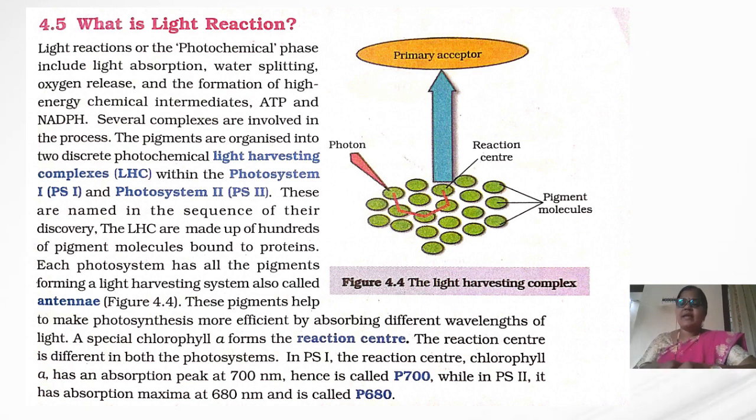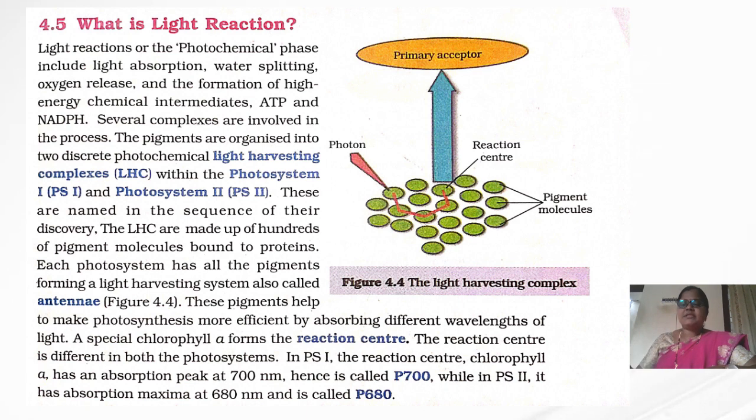These light reactions are also called the photochemical phase. They include light absorption, water splitting and oxygen evolution.